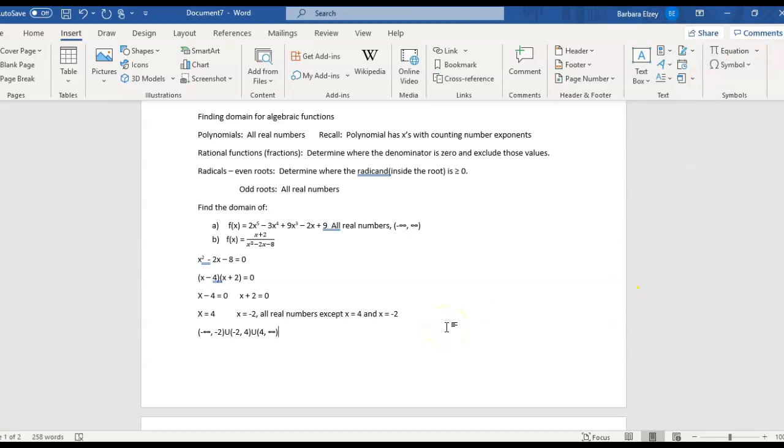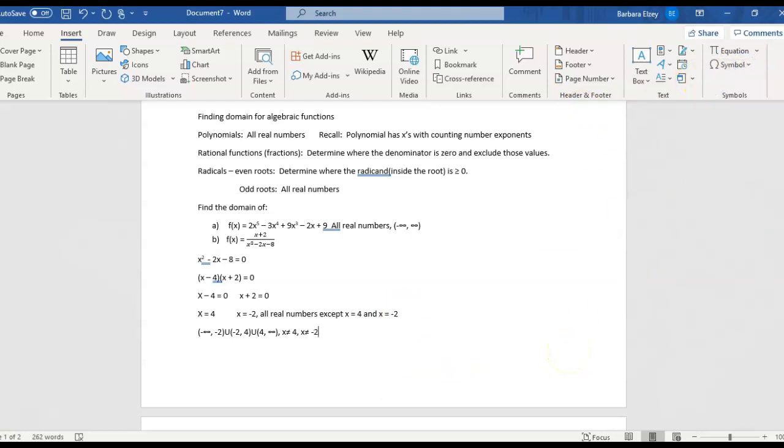Okay, so left to right. Notice that I'm using the open brackets, meaning negative 2 is not included in our domain, and right here, 4 is not included in our domain. Now, another way that you might also see this written is you might see x not equal to 4, x not equal to negative 2.